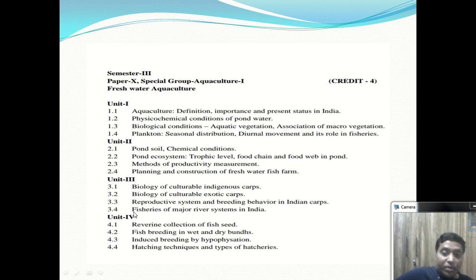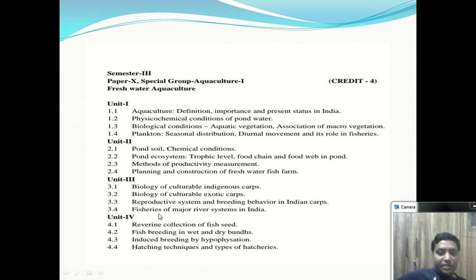After that, they ask about the reproductive system and the breeding behavior in the Indian carps. For continuous production, or to keep these hatcheries running the whole year, we follow different methods, that is induced breeding by hypophysation. For that it is important to know the breeding behavior and reproductive cycle of those fishes. So in this topic, the reproductive system and breeding behavior of Indian carp is given in your syllabus.